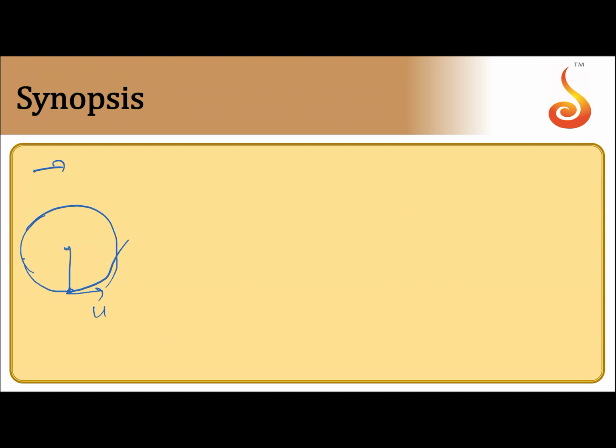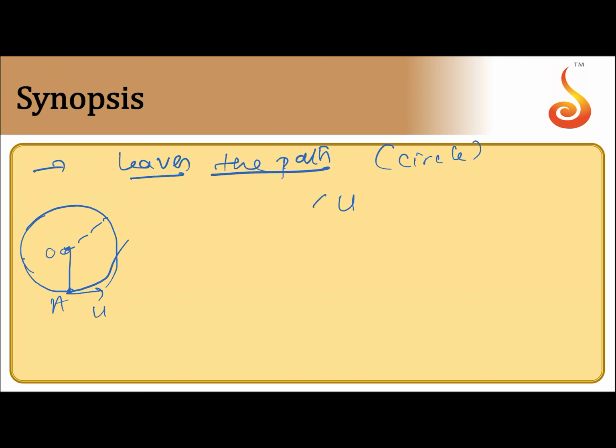I want it to project from this point A such that it leaves the path. It leaves from the circular track. Then the velocity must be in the following range. It must be more than root 2gr and less than root of 5gr. So remember, if the velocity lies in this range, it obviously goes beyond point B, but it can't reach C.